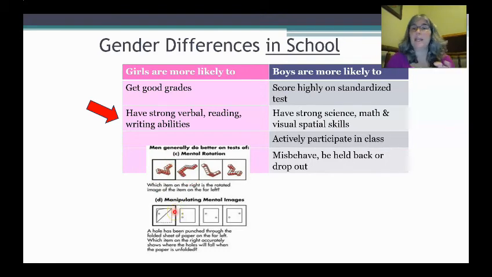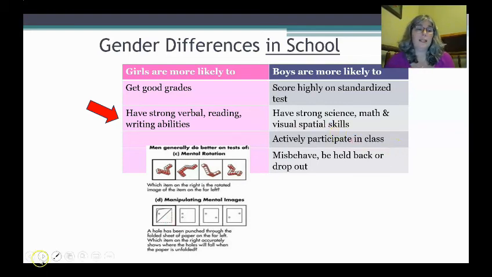Also, manipulating a mental image. So here it says a hole has been punched through the folded sheet of paper on the far left. Which item on the right actually accurately shows when the paper's been opened up. Visual spatial skills have also been linked to video games and to the skills required to be an architect, and those are both areas that tend to have a dominant presence of males.